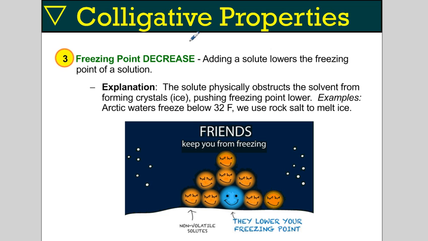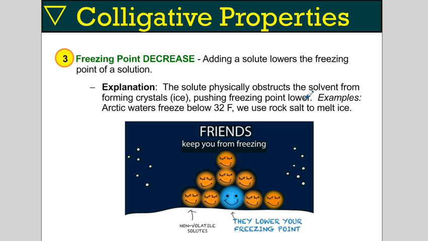And the third colligative property, and the last we need to know, is that the freezing point will decrease. If we add a solute to a solution, the freezing point of that solution then drops. And the reason being, the solute, for the same reason, physically obstructs that solvent from forming crystals. The crystalline structure of the substance is less likely to form when you have this solute in the way, attracting to the particles of the solvent. And that pushes freezing point lower.